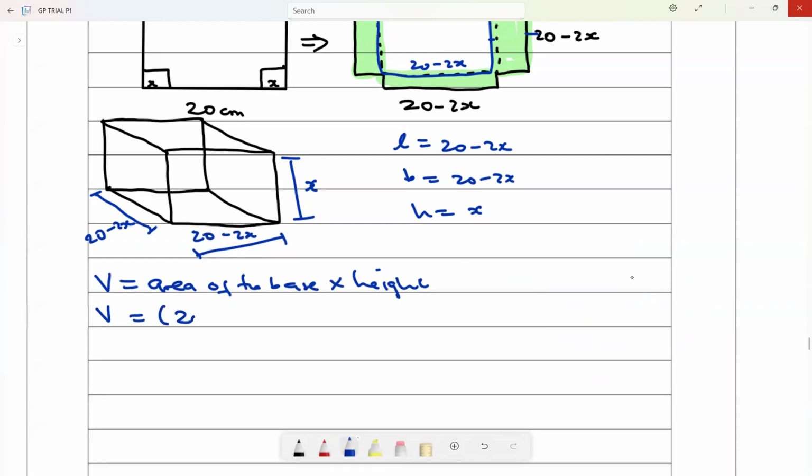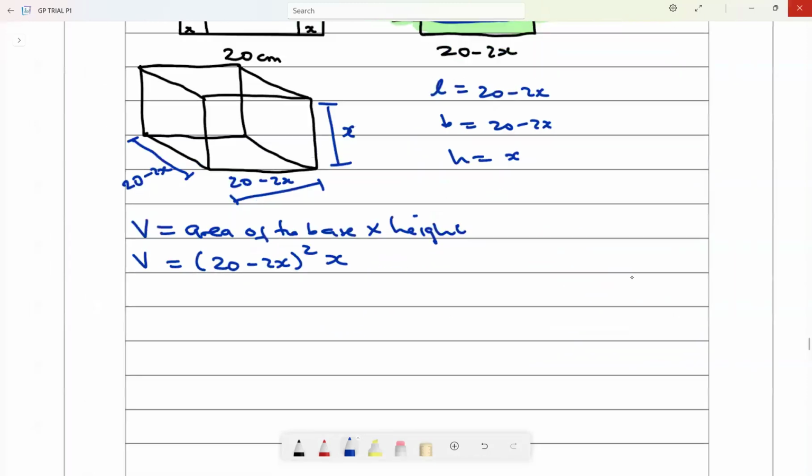20 multiplied by 20. 20 minus 2x multiplied by 20 minus 2x. And you can agree with me that this is 20 minus 2x squared. And then multiply by height. My height, it is what? X. Agreed. I want to believe people are agreeing with me.